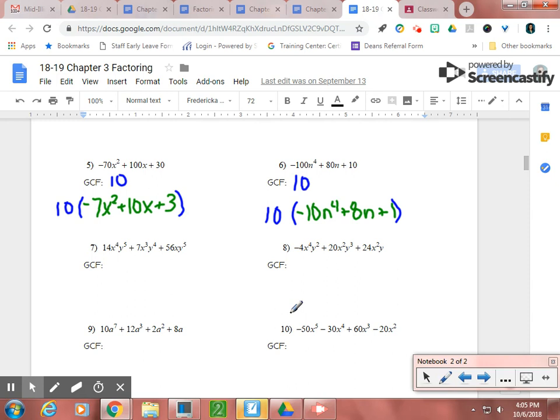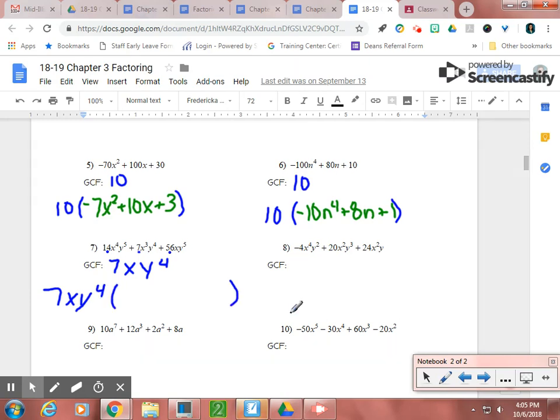So looking at my next row, they just have added a couple more variables into this. So the greatest thing that they have in common, when you look at all of these, they're all divisible by 7. Then we look at our x's. Well, how many x's do all of them have? They have at least 1 x. And how many y's do all of them have? At least 4. So 7xy to the 4th.